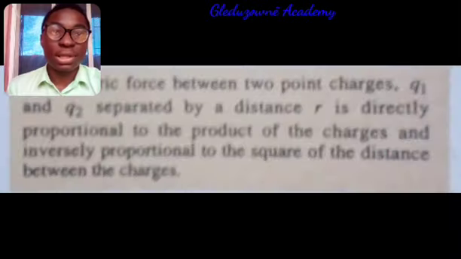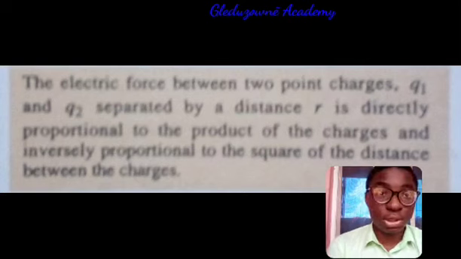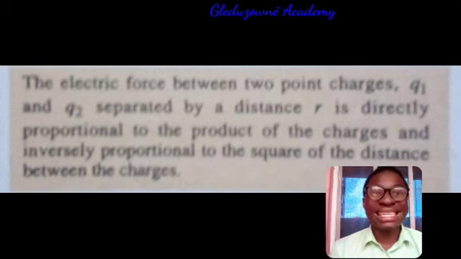The electric force between 2 point charges Q1 and Q2 separated by distance R is directly proportional to the product of the charges. So let's have that on the screen. Here we have that the electric force between 2 point charges Q1 and Q2 separated by distance R is directly proportional to the product of the charges and inversely proportional to the square of the distance between the charges.